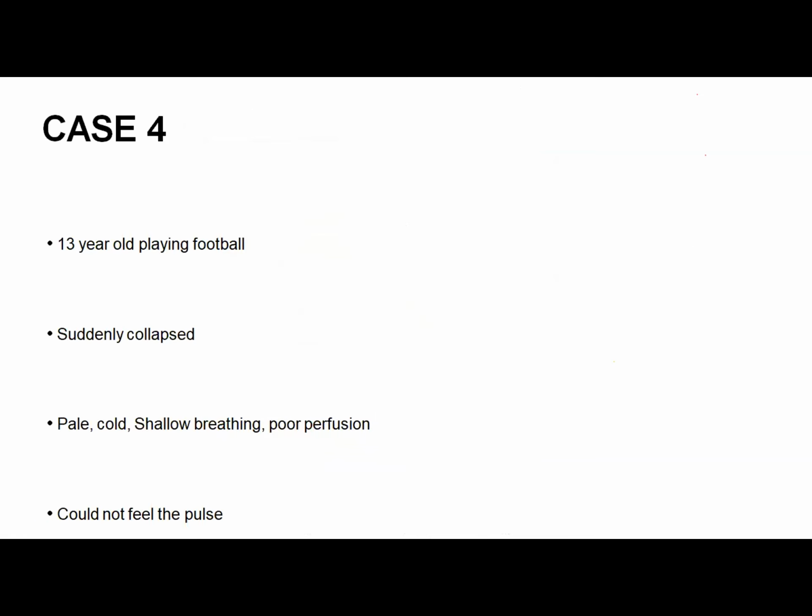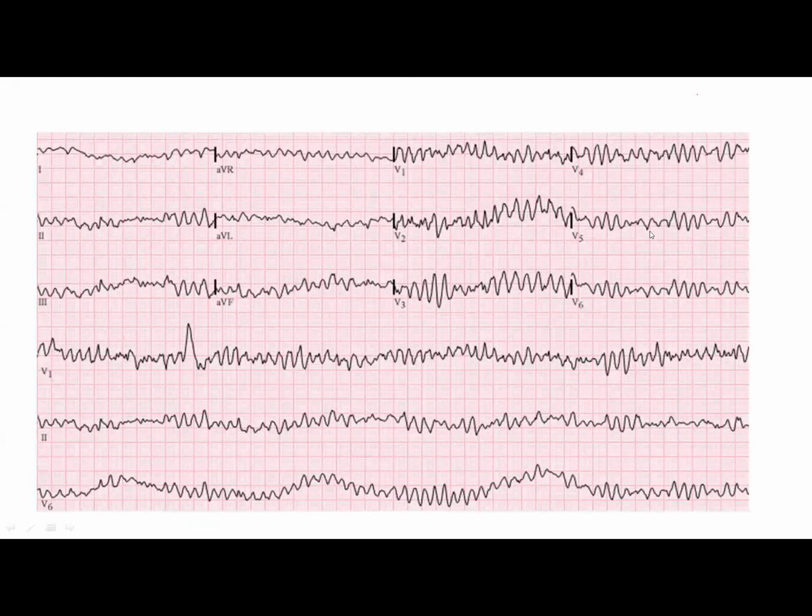So next scenario, we have a 13-year-old child playing football who suddenly collapsed, and you see he's pale and quite cold, with shallow breathing, very poor perfusion, and when you try to feel a pulse, you can't feel a pulse. You do an ECG immediately, or you connect a defibrillator that's available, and you find this rhythm. So what is this rhythm in a child who collapsed, no pulse? It's a ventricular fibrillation.